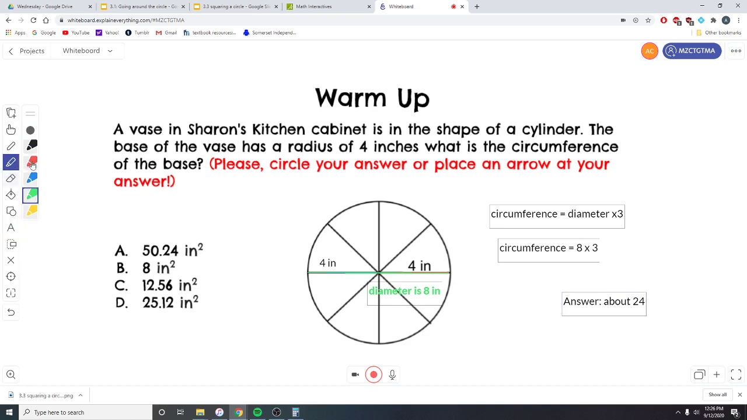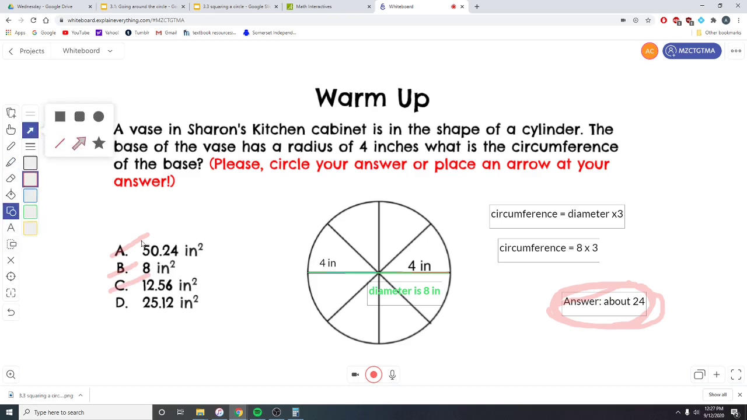I'm going to highlight that because this, again, should be close to your answer. If you look here, 50 is not very close. 8 is a little off. Notice that this was your diameter. Sometimes the questions are going to trick you. 12 is not your answer. The closest one is 25. This one, D, will be your answer.